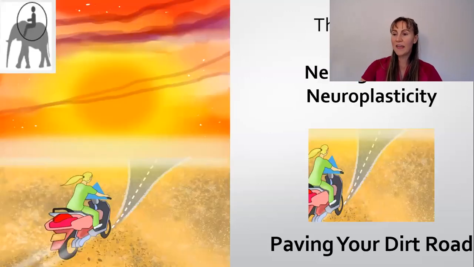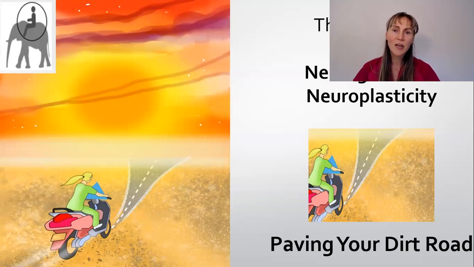So this is the yes brain, it's covered up. It says neurogenesis and neuroplasticity. I call it paving your dirt road, versus that no brain, which was that superhighway. And I always tell audience members, which is quicker, the superhighway or going down a dirt road? And it's much quicker to go down the superhighway.